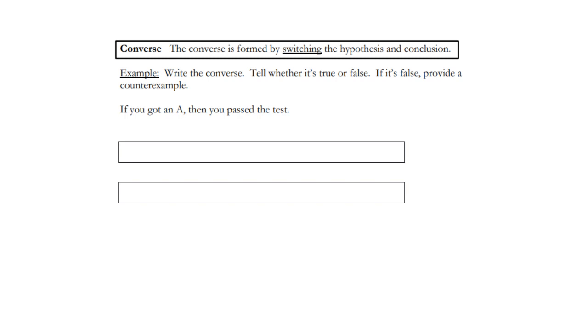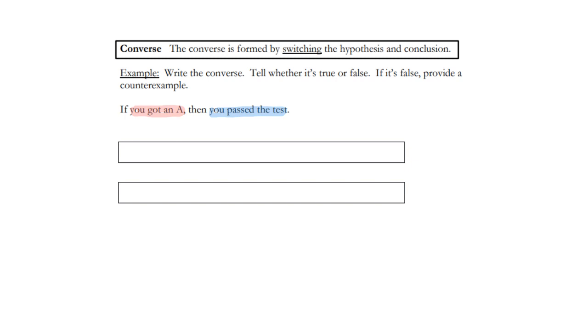So write the converse, tell whether it's true or false, and if it's false, provide a counterexample. Well, here is a similar statement that we've had today. If you got an A, then you passed the test. As we've been doing, I'm going to use red here for my hypothesis. You got an A. That's our hypothesis. And then if that's true, then you pass the test. Now, is this a true or false conditional statement? If you got an A, then you pass the test. Well, that's true. If you got an A on the test, then you passed it.